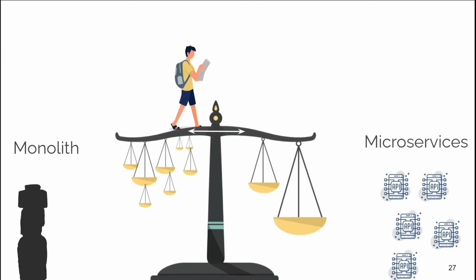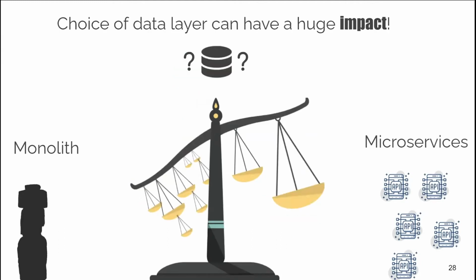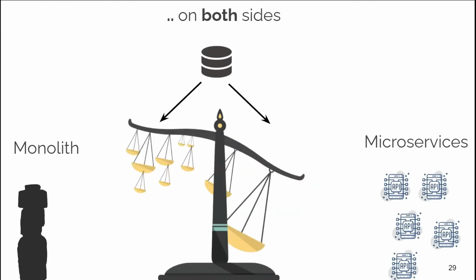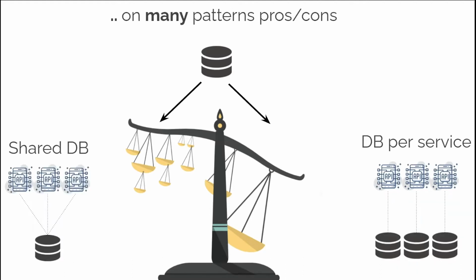And what doesn't make it easier is if you choose a specific data layer, it can have a huge impact on that choice. It could tip the scale towards monoliths, but it could also tip the scale toward microservices because some databases actually offer specific features that might make it easier to adopt microservices. Or it could even make a major difference when you choose between a shared database or a database per service. So it could have an impact on the patterns you choose.